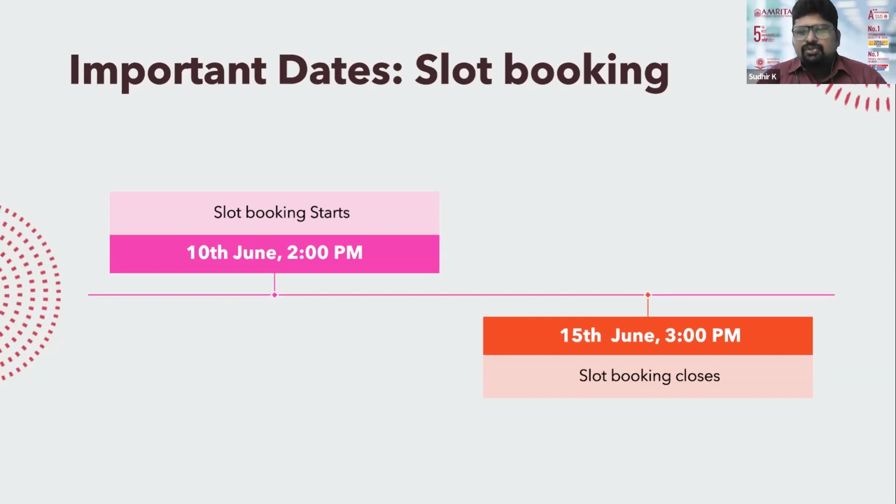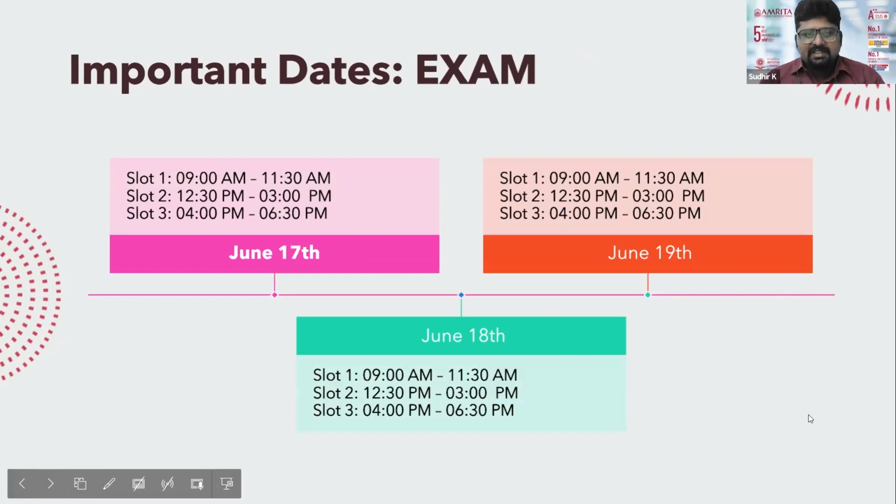And on 15th June 3 p.m., slot booking will be closed. Okay. These are the important dates for slot booking. 10th June, it will start. 15th June 3 p.m., it will close. Okay. The link will be mailed to you. Don't worry. And another important thing, exam dates are 17th, 18th, 19th, with 3 examination slots per day, and the examination is conducted in a center.